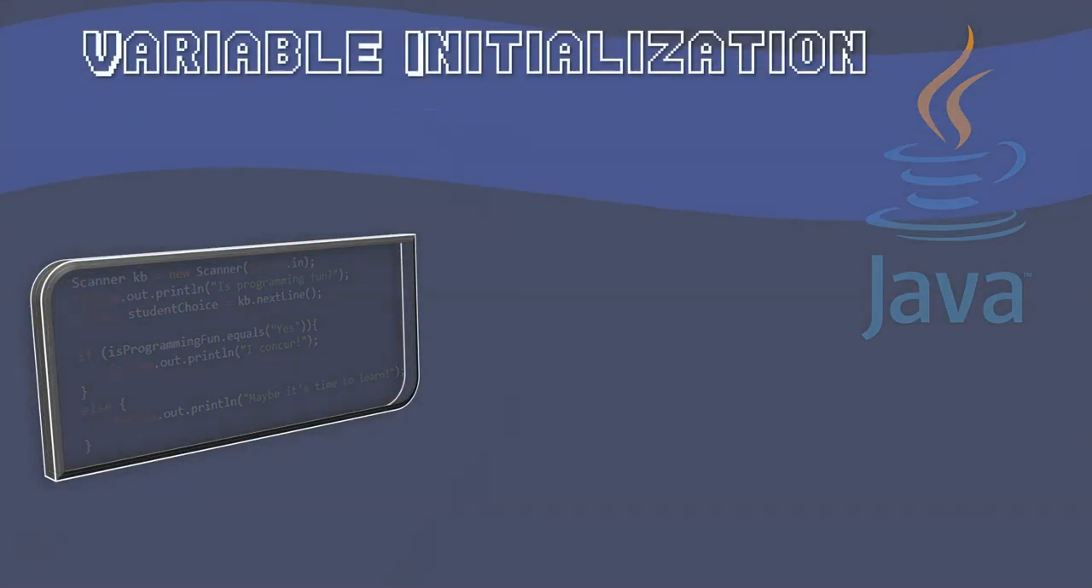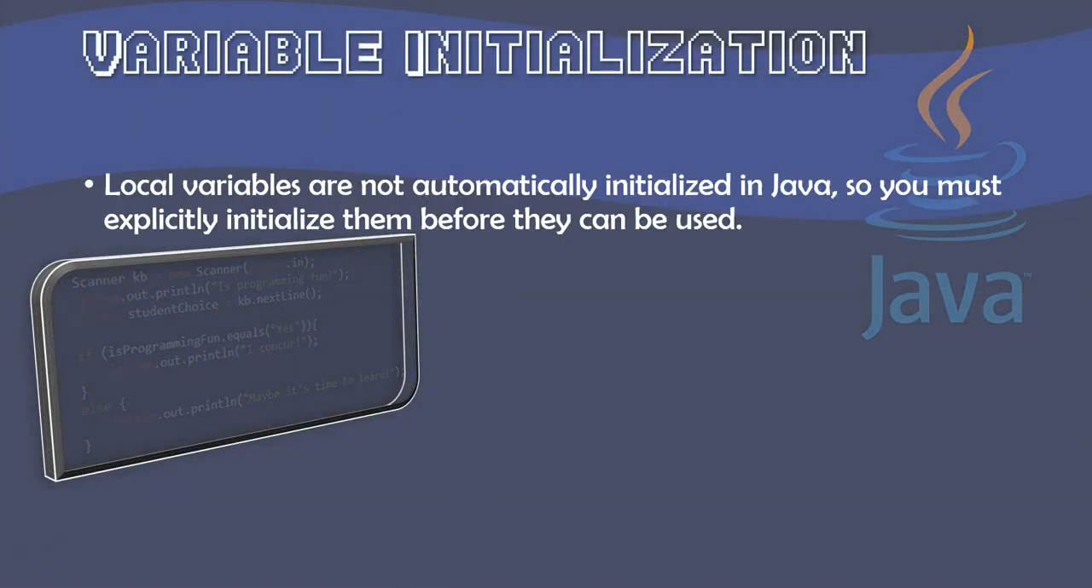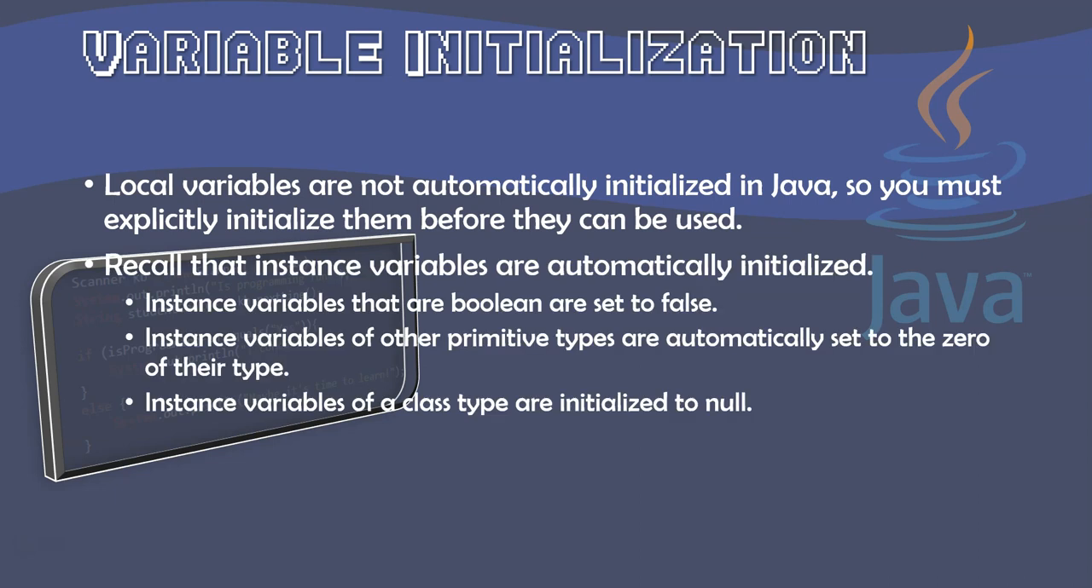So the very first thing we're going to talk about is variable initialization. Local variables, which of course are variables defined, for example, in our methods, are not automatically initialized in Java. So you have to explicitly initialize them before they can be used. And recall that instance variables, on the other hand, are automatically initialized. Instance variables that are Boolean are set to false. Instance variables of primitive types such as ints or chars are automatically set to the 0 value of their type. And instance variables of a class type such as String would be initialized to null.